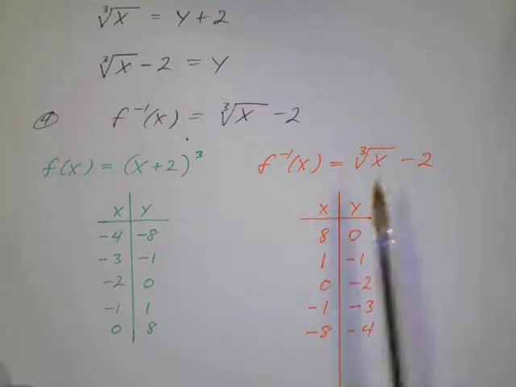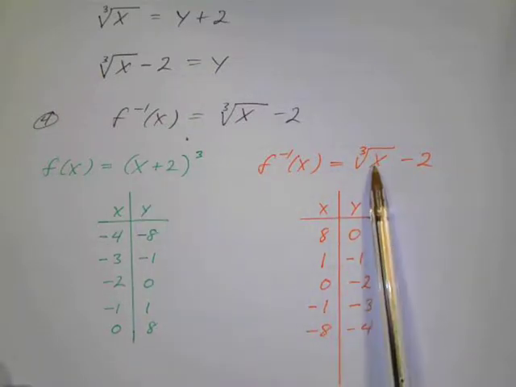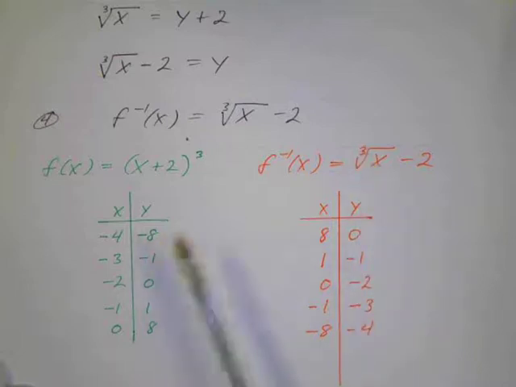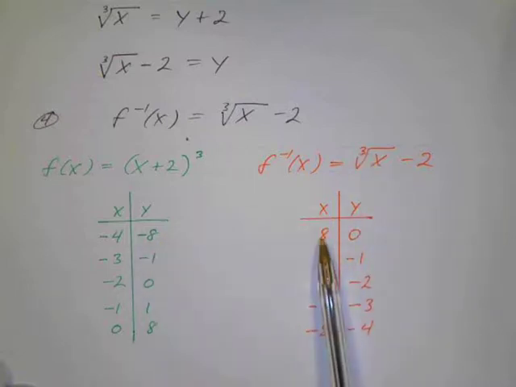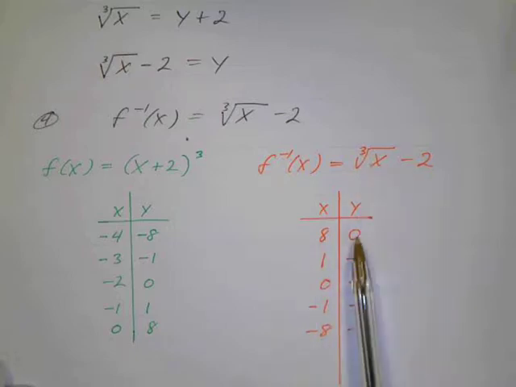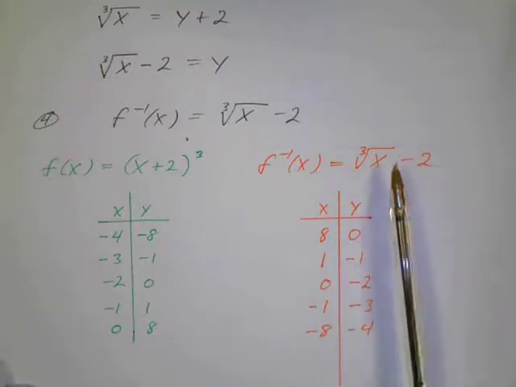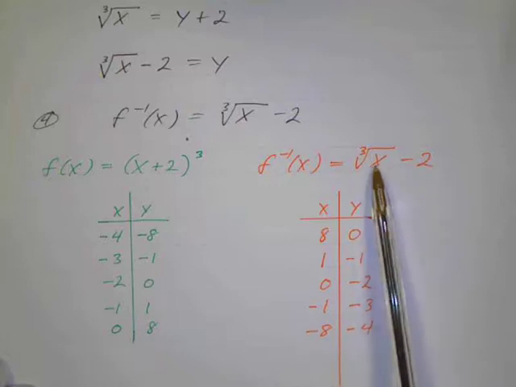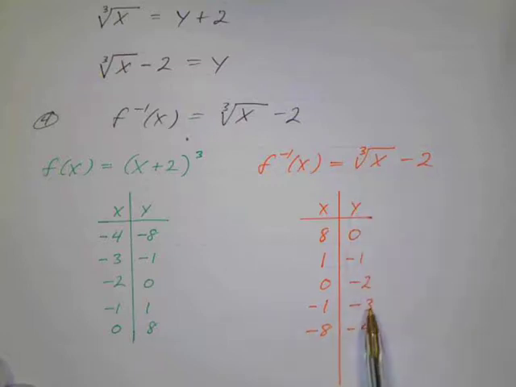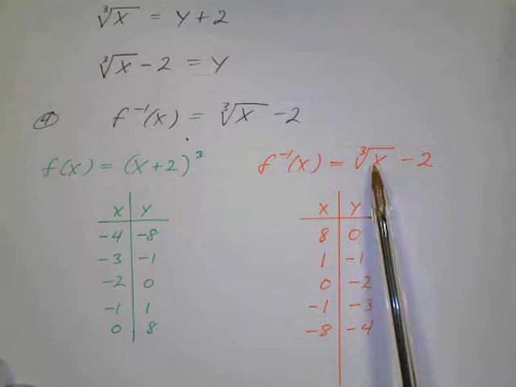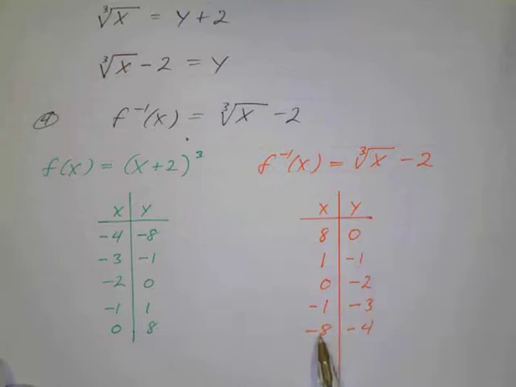Now over here I didn't have anything happening to the x, so I just put my regular perfect cubes in it because I have to take the cube root. So 8's a perfect cube, the cube root of 8 is... I'm sorry, the cube root of 8 is 2. But 2 minus 2 is 0. I put 1 in here, the cube root of 1 is 1, minus 2 is -1. I put 0 in here, cube root of 0 is 0, minus 2 is -2. Then I put -1 here, the cube root of -1 is -1, and -2 is -3. And the last I put -8, the cube root of -8 is -2, and -2 is -4.